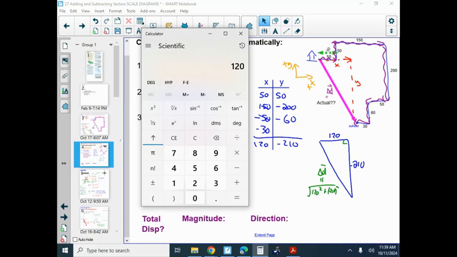Where's my square button in this calculator? I'm not seeing it. Why am I not seeing it? Power of my x to the y button. What the heck? Because I'm in inverse mode? Oh, that's why. Okay, so my x squared, so 120 squared is 14,400.